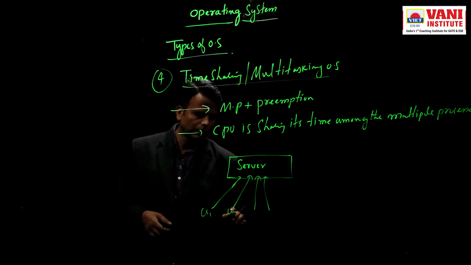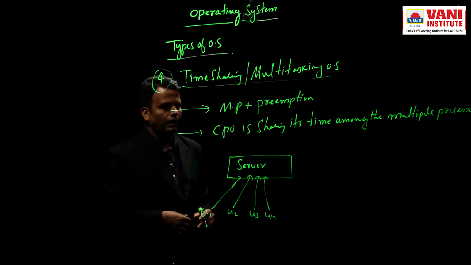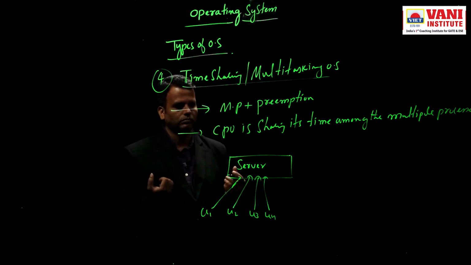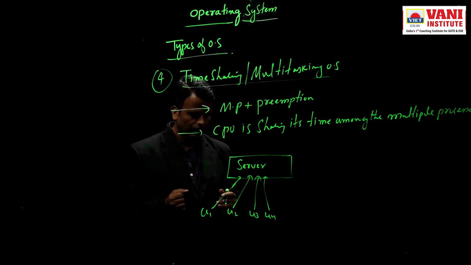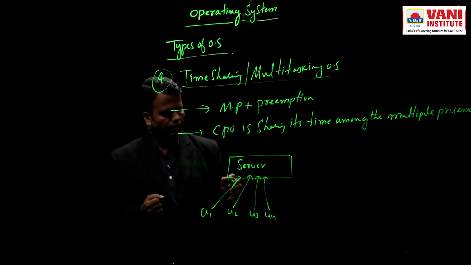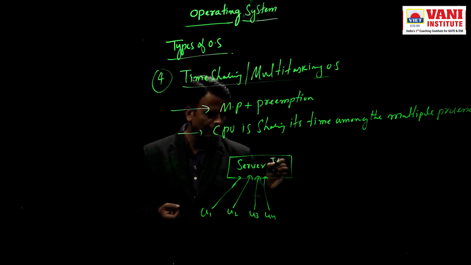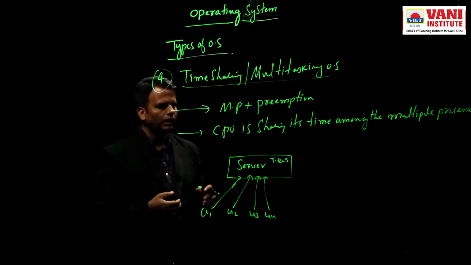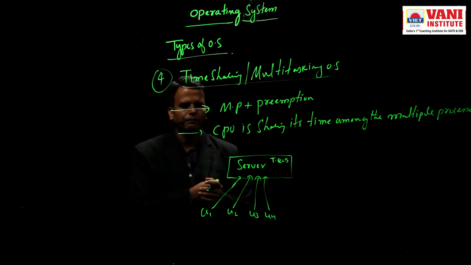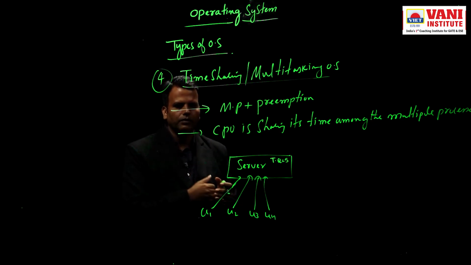User 1, user 2, user 3, user 4. And as a server, I need to satisfy each and every user's request. But how will the server satisfy them? This is the main thing. Here on the server I am using, suppose, the round robin scheduling algorithm, and I have set the time quantum equal to 5. What is the meaning of this? Whichever process is running on that server will run for 5 units of time.